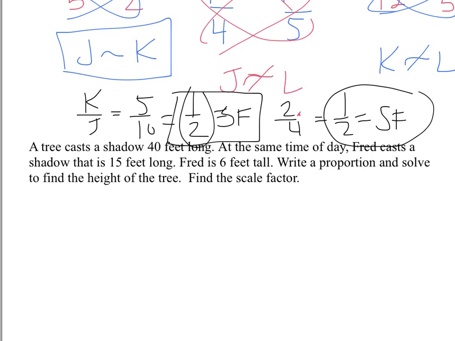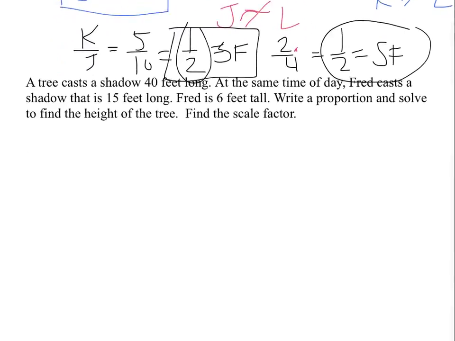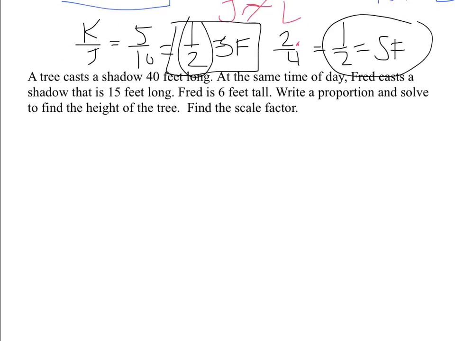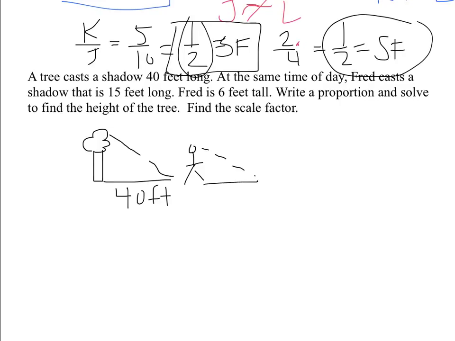All right, so let me scroll up so I have a little more room. A tree casts a shadow that is 40 foot long. Okay, so I'm going to draw a tree. And we're going to draw a shadow. The shadow is 40 feet long. At the same time of day, Fred casts a shadow, so Fred's not as tall as the tree. So Fred has a shadow that is 15 feet. Okay? And Fred is 6 foot tall, so I'm going to make this in red, 6 feet. That's Fred's height. Write a proportion to find the height of the tree. So that's what we're missing right there, which is the height of the tree.